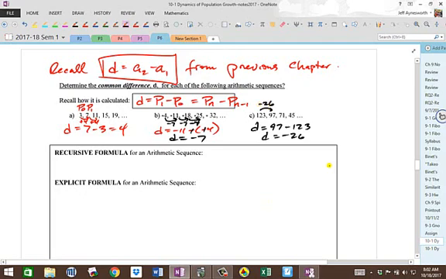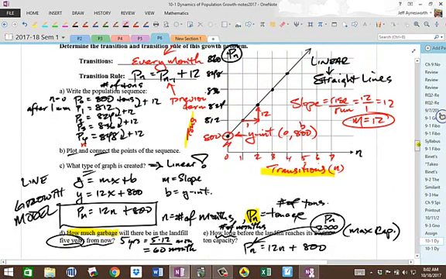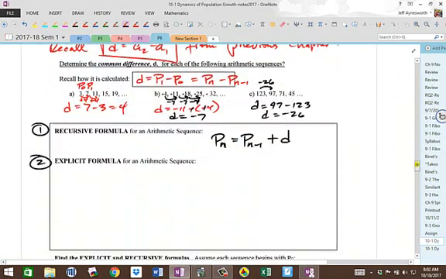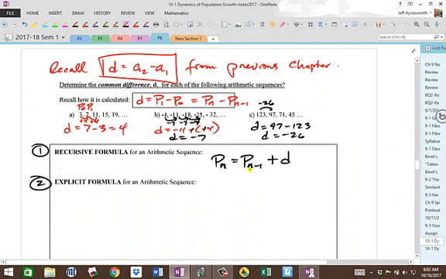So recursively, for any arithmetic sequence, p sub n is always equal to the previous term, p sub n minus 1, plus or minus the common difference. Just like in the previous problem, you take the previous term, add that common difference to get to the next term. So in general, any arithmetic sequence is found by taking the previous term and adding that common difference. Remember that d is called the common difference.